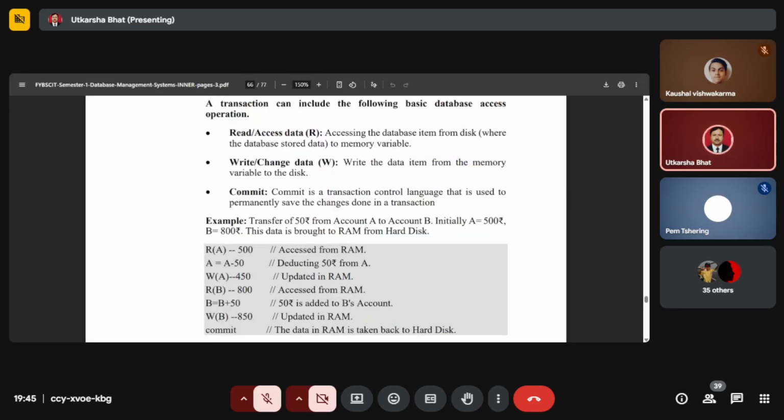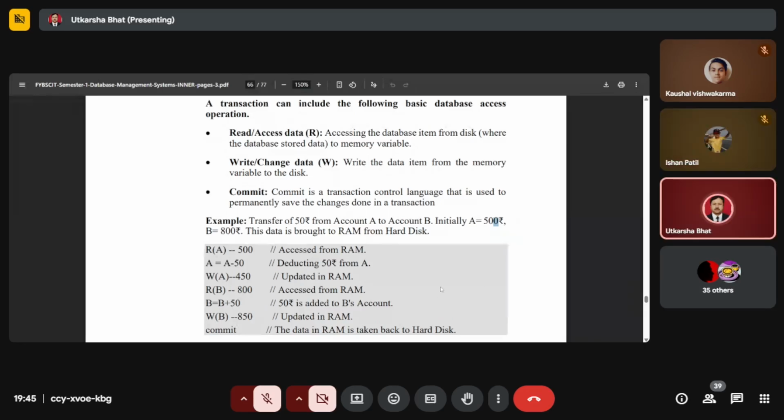Let us see an example. Transfer 50 rupees from account A to B. Initially A is equal to 500 rupees, B is equal to 800 rupees. This data is brought to RAM from hard disk.